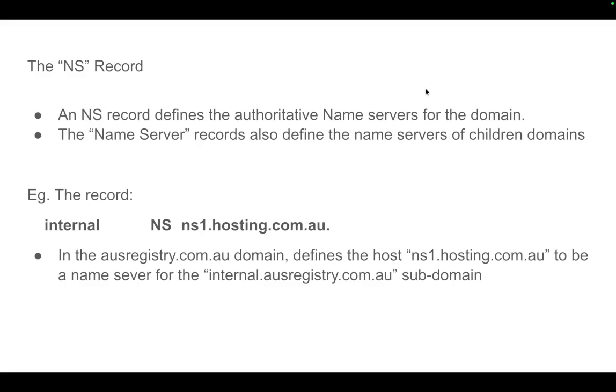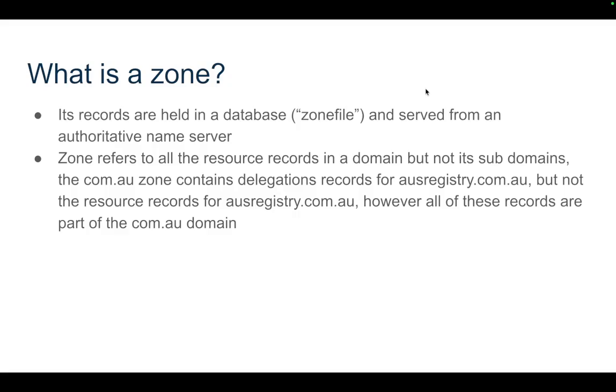NS resource record says the authoritative name servers for a domain. For example, Google would have its own name server, Yahoo would have its own name server, Instagram would have its own name server. So in order to specify the name server for a domain, we have to define an NS resource record in the DNS database server.